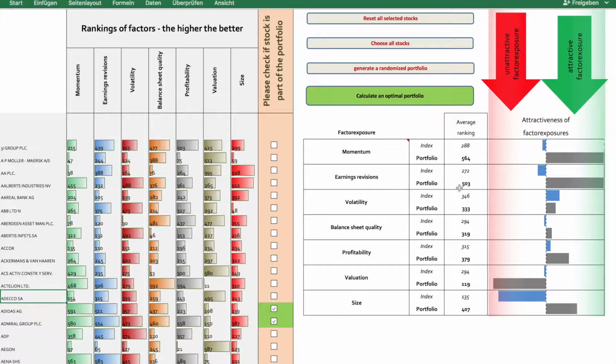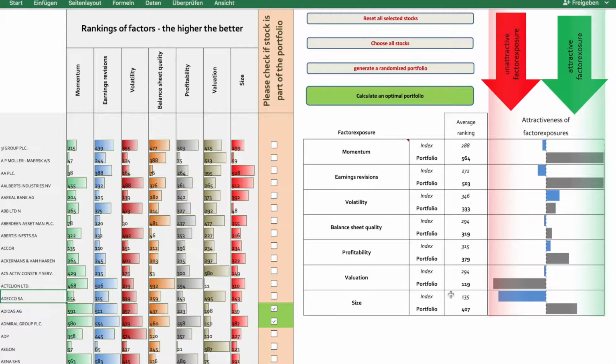That's okay. But take a look at the valuation exposure. That's terrible. Average ranking only 119. In other words, we've selected stocks that are very, very expensive. As a portfolio manager, you don't want to do that. So what you could do in theory is try to buy a couple of equities that are attractive when it comes to valuation to compensate for that.